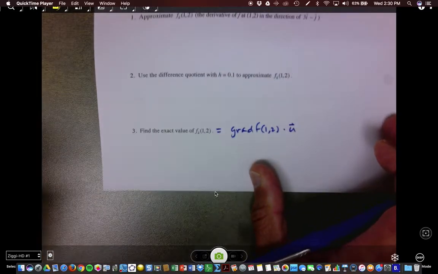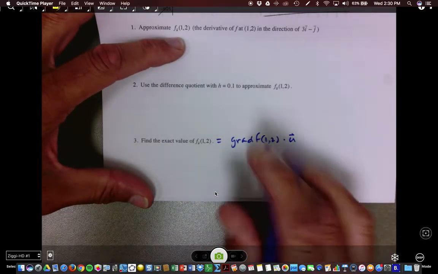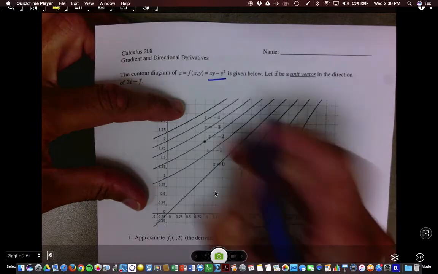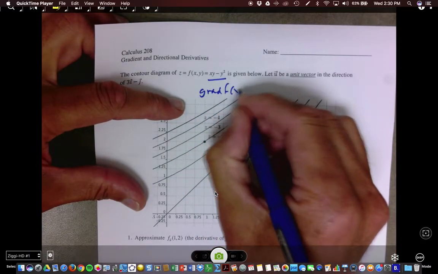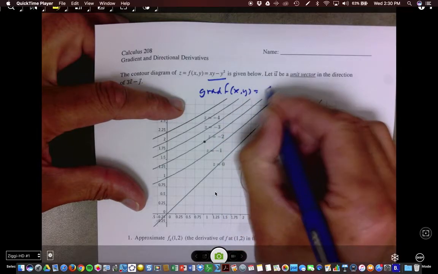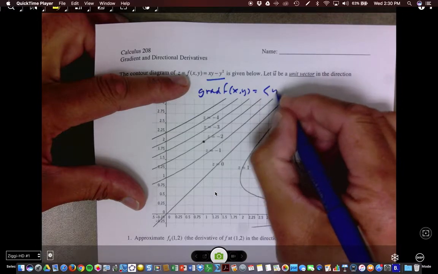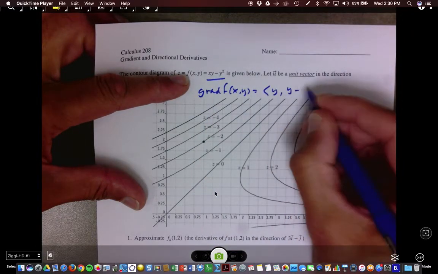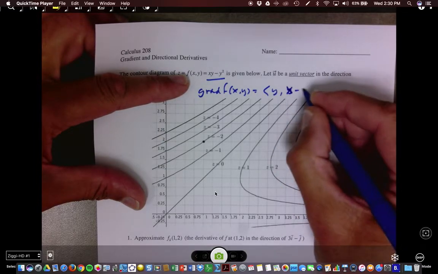All right, so I've got to do two things here. I've got to first of all find the gradient. The gradient is just the partial derivatives. There's the function. The gradient of f as a function of x and y is what we did the other day. The derivative of this with respect to x is y, and the derivative of this with respect to y is x minus 2y.